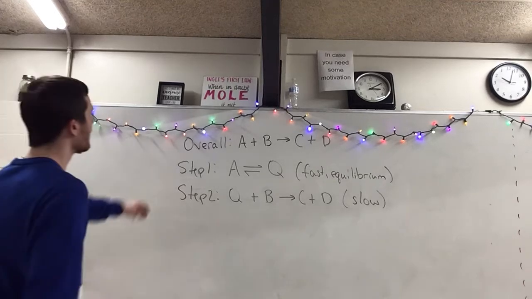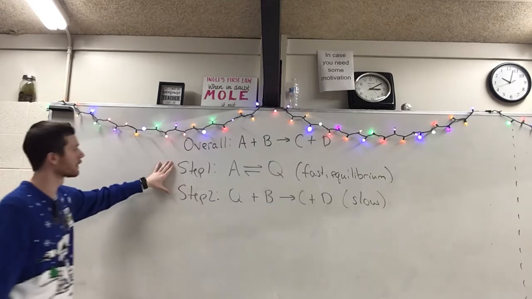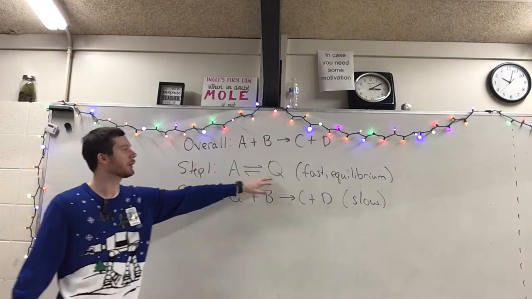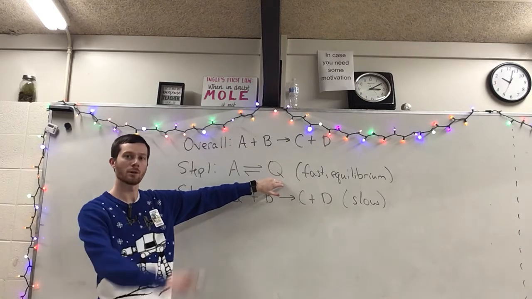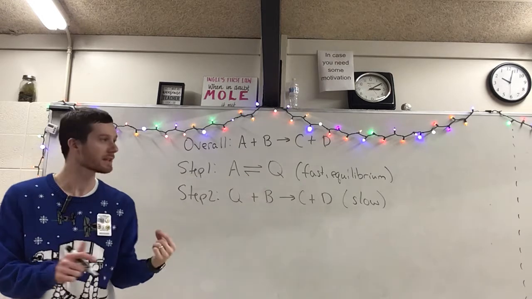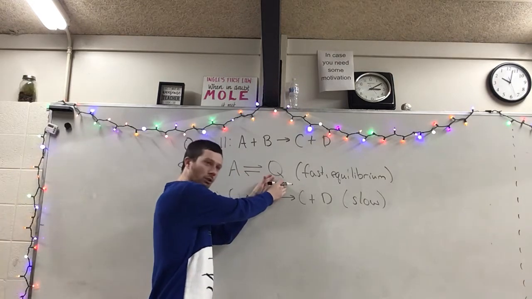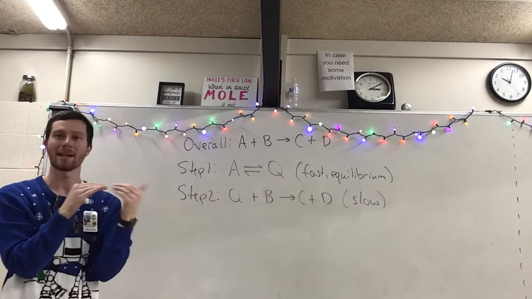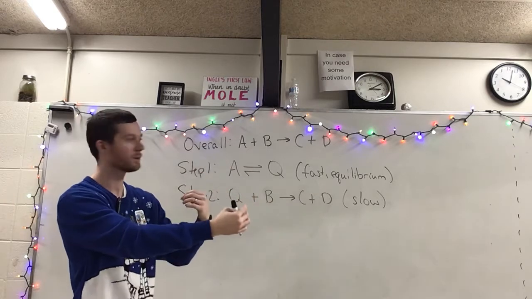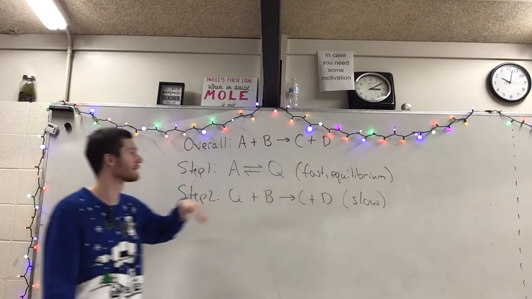So in this example, we've got an overall reaction of A plus B to make C plus D. And it occurs via a two-step mechanism where step one has A at equilibrium with Q. You don't have to know much about equilibrium at this point, but you'll notice the arrows point both forward and backwards. What this means is that A is forming Q and Q is forming A at the same time, at the same rate. So as an A turns into a Q, there's a Q turning into an A, and this is happening relatively fast in the mechanism.